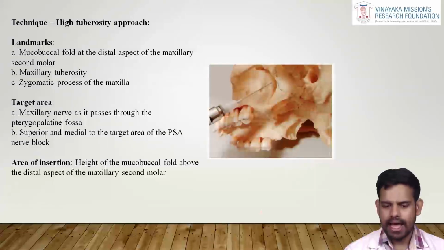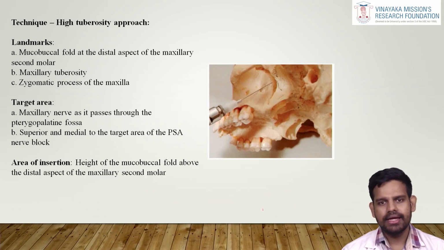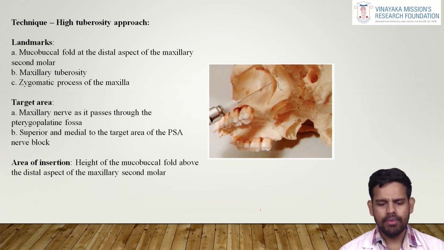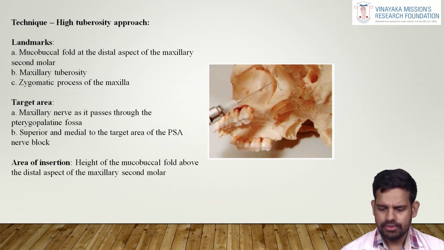The other technique is the maxillary tuberosity approach. The first technique is through the greater palatine foramen. The second technique is through the maxillary tuberosity approach. Here the landmark is the mucobuccal fold at the distal aspect of the maxillary second molar. As I said before, the maxillary tuberosity is nothing but the bony protuberance which is situated distal to the last molar. So this is the maxillary tuberosity area.